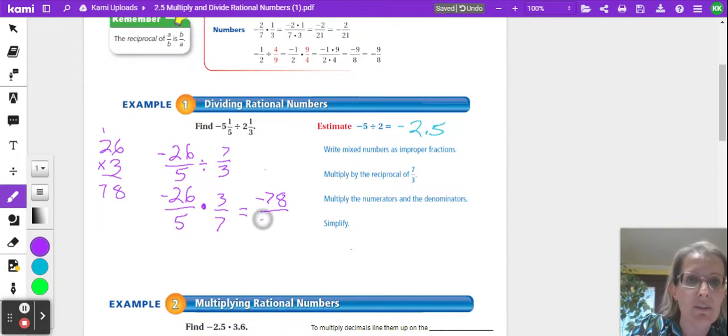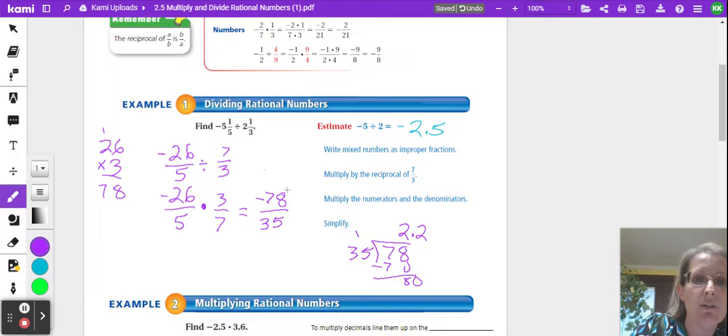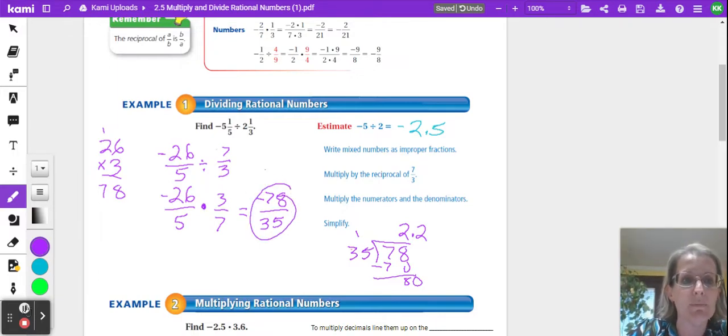5 times 7 is 35. And I want to check to see if that is about 2.5. So I'm going to do some quick division here just to check. Does 35 go into 78? Yes, it goes in 2 times. That would be 70. And 35 does go into 80 2 times, so it will be approximately 2.5. So our answer is reasonable.